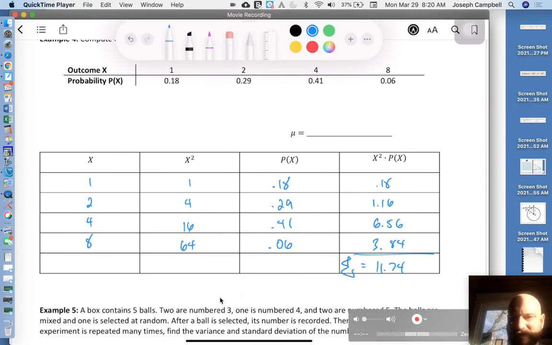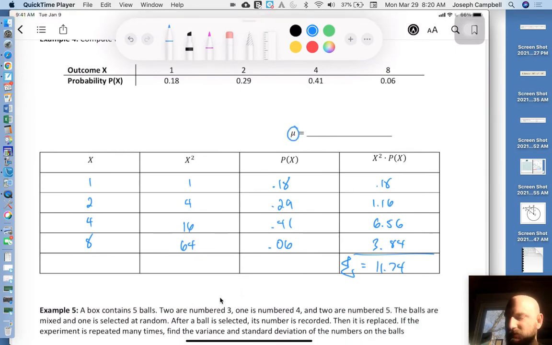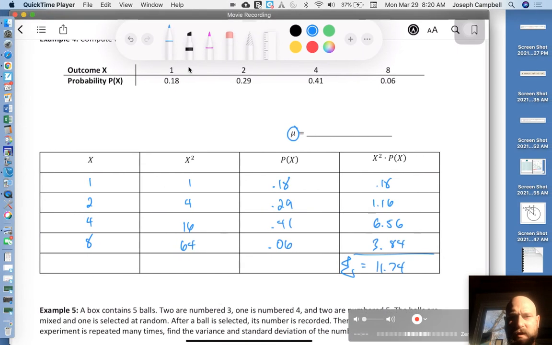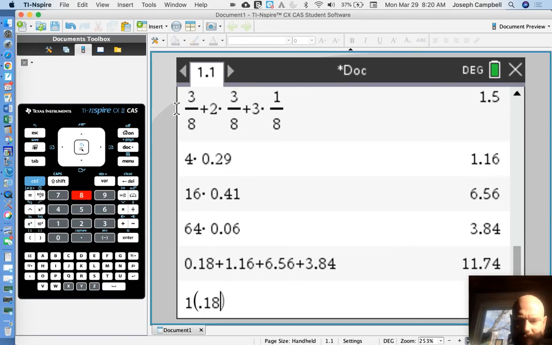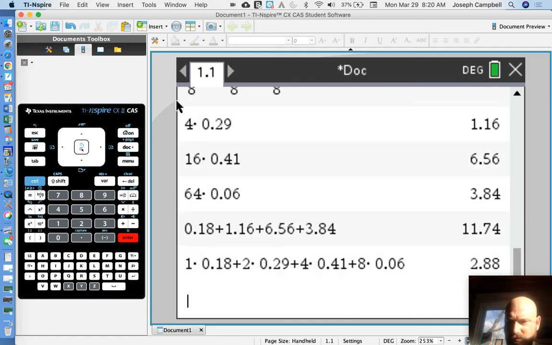We've got to find the mean here. Okay, so that's just going to be the outcome times the probability again, right? So that's 1 times 0.18 plus 2 times 0.29 plus 4 times 0.41 plus 8 times 0.06. The mean is 2.88.